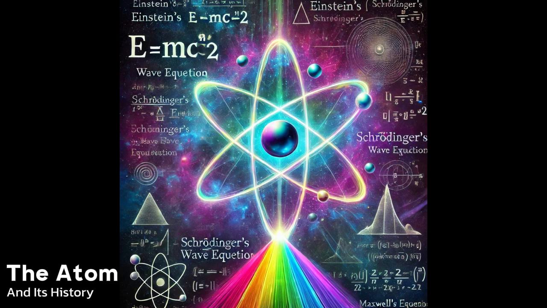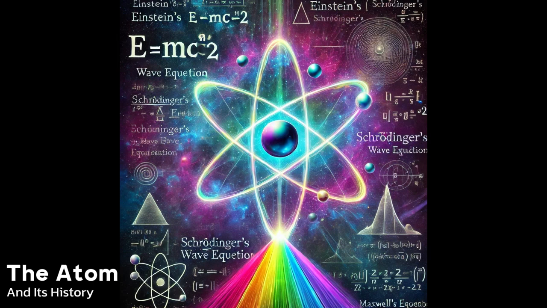Part 3. The history of the atom. Discovering particles and forces. Early theories and discoveries. The concept of the atom has evolved over thousands of years. Ancient Greek philosophers first proposed the idea that matter was composed of indivisible particles. But it wasn't until much later that experimental evidence confirmed the existence of atoms and subatomic particles.